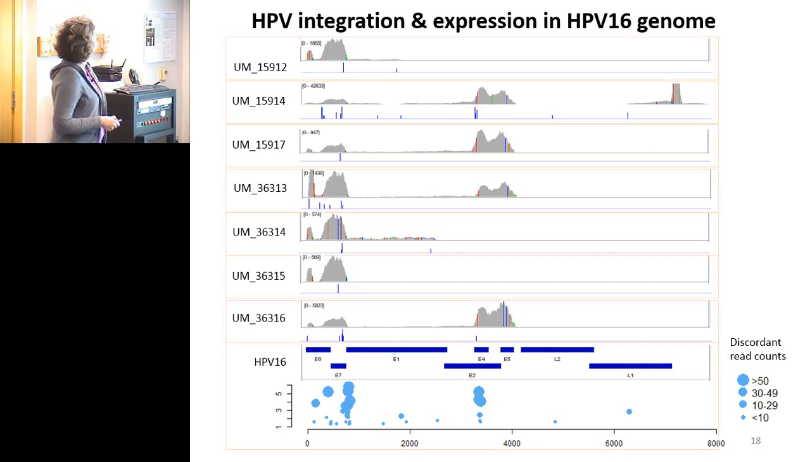And from this picture, we can see that expression of E6 and E7, which have most integration sites, is elevated in all samples. Expression of the viral gene E2 was low or almost zero in some samples, and this is in agreement with the theory of tumorigenesis for HPV, because high expression of E6 and E7 leads to progression to neoplasm and to tumor.